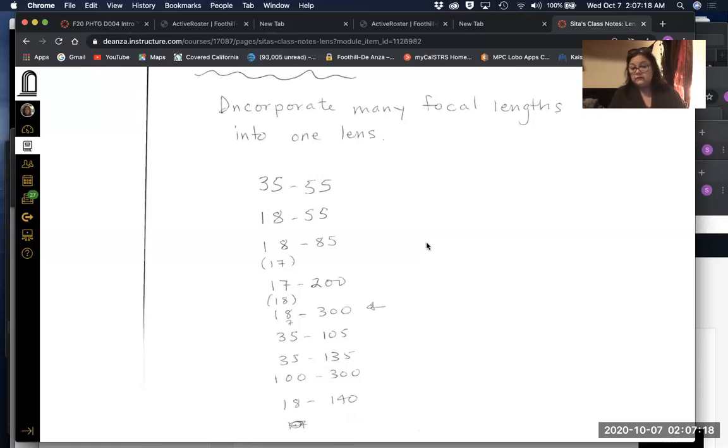The fact that the zoom lenses are not quite as sharp and not quite as fast. They're still cheaper than buying many different lenses and much more convenient. So those are the four main categories of lenses: normal, wide angle, and telephoto, and then zoom lenses, which incorporate many focal lengths into one lens. Okay.